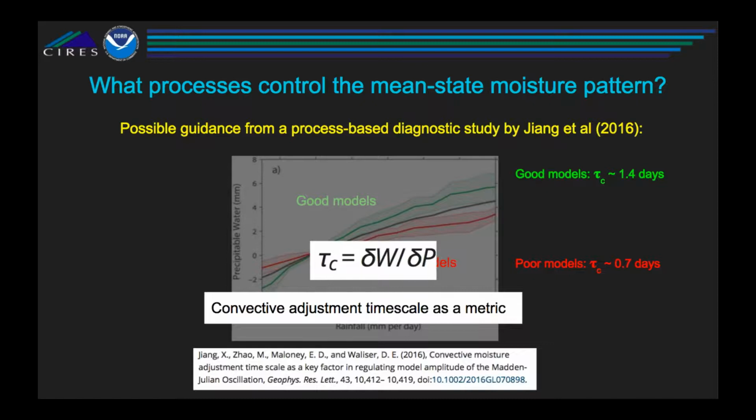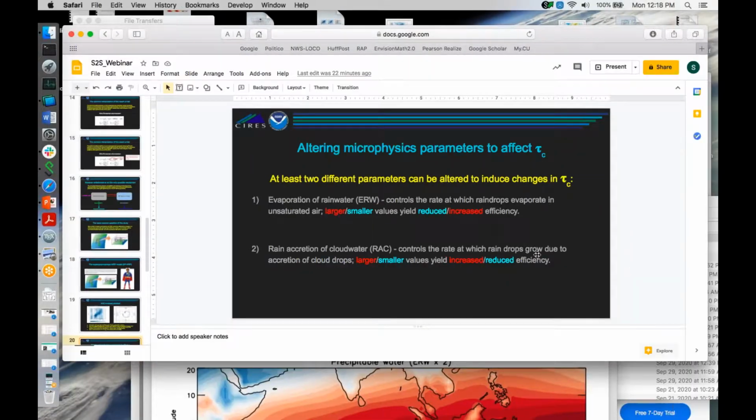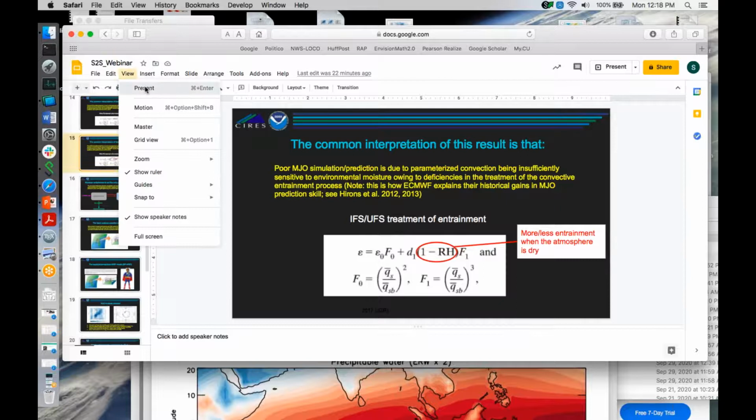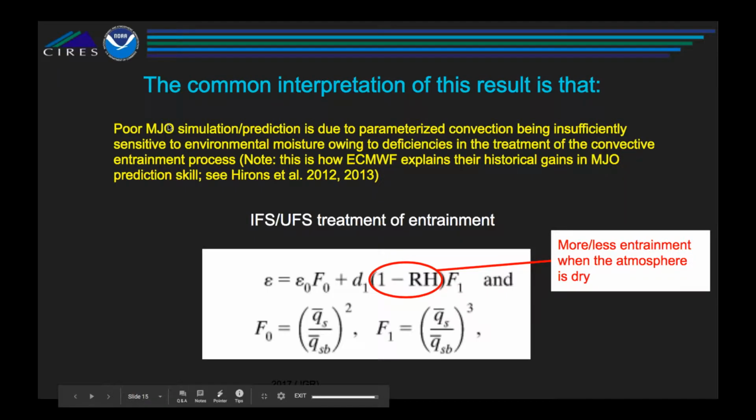He defined a convective adjustment timescale as a metric, and that's just looking at how precipitable water changes in proportion to precipitation. So this is a rate term on the bottom and a moisture on top, moisture over a rate, so then you divide that and you get a time scale. If you look at the convective adjustment time scale, as he called it, in the good models it turns out to be about a factor of 2 larger than in the poor models. So they're less effective at removing moisture.